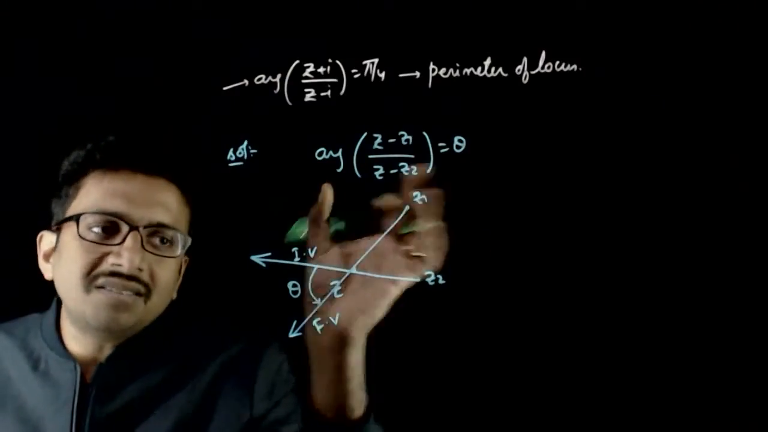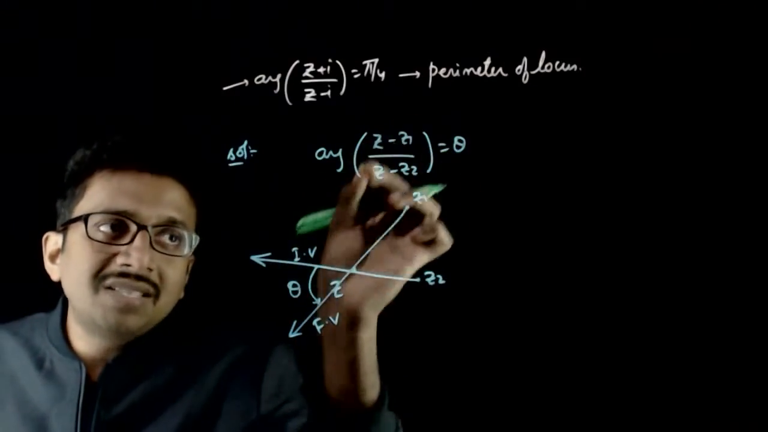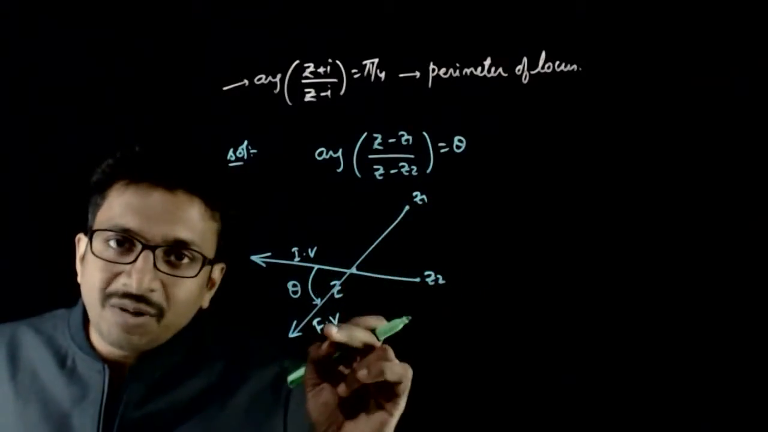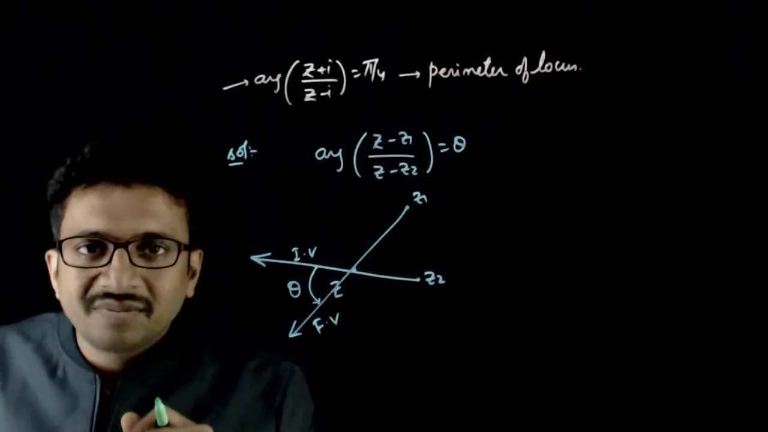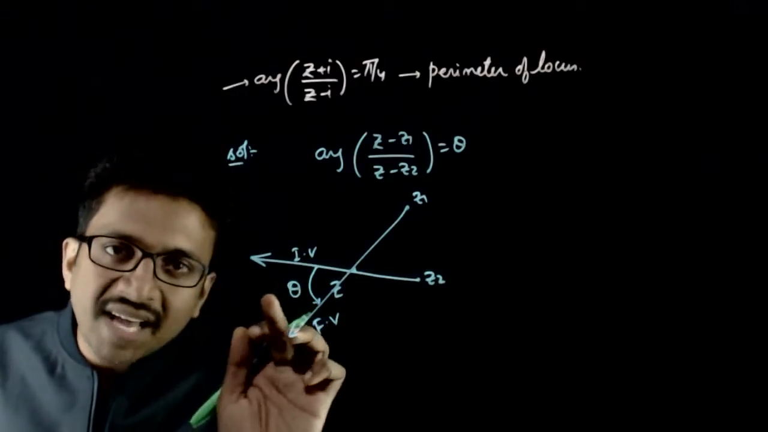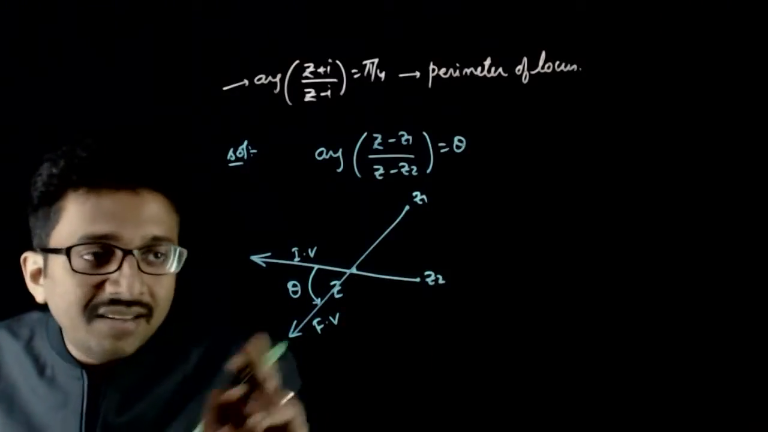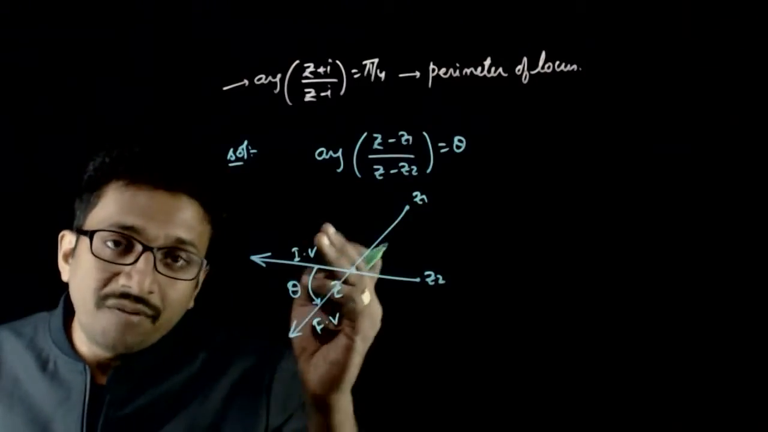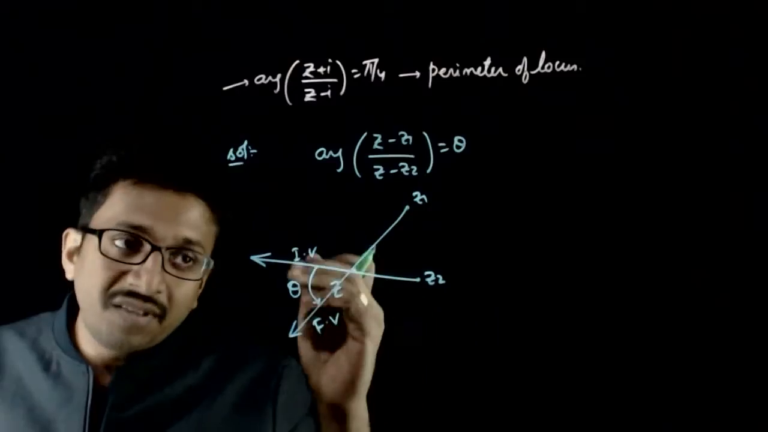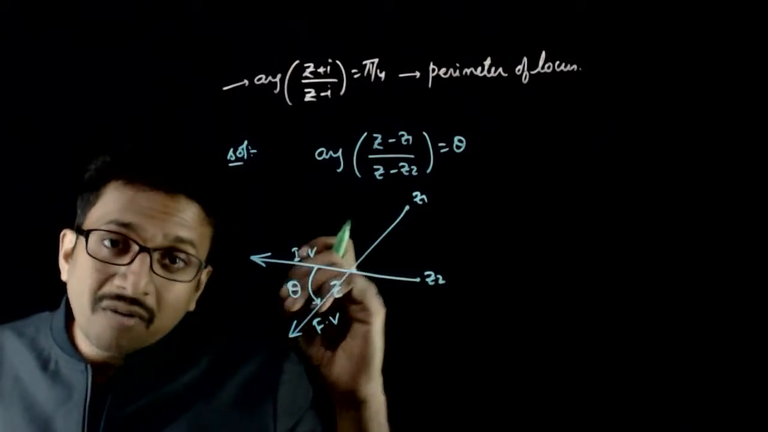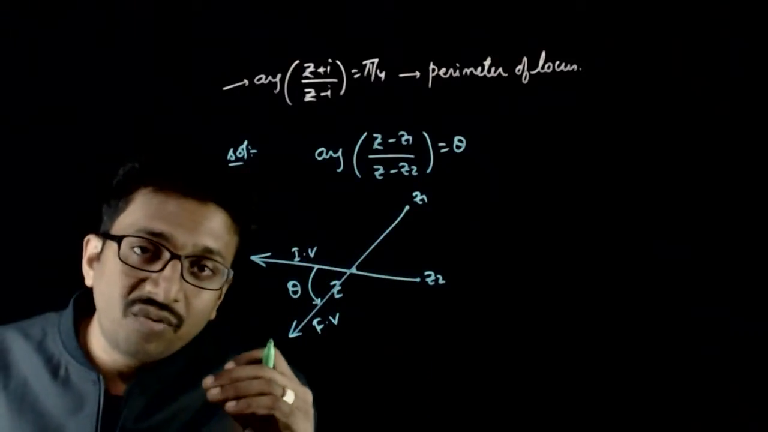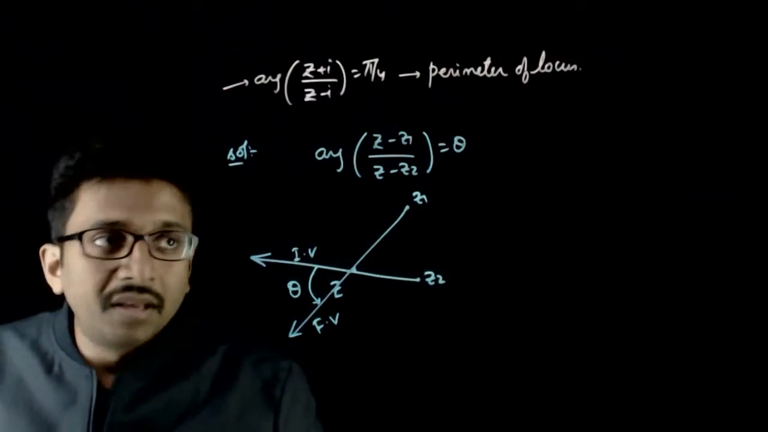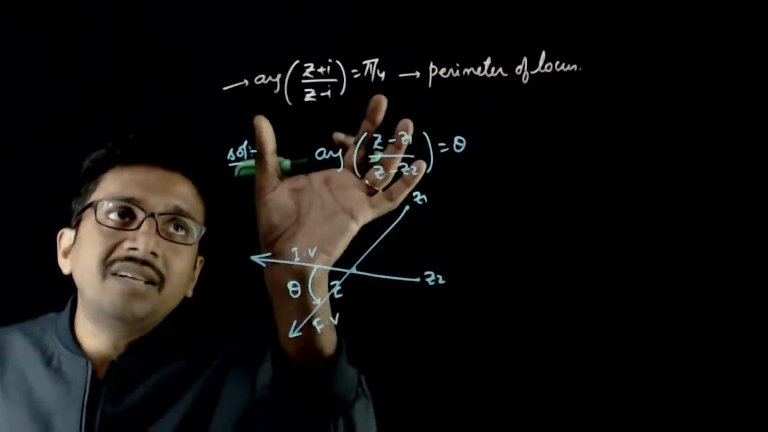So the meaning of argument of (z minus z1) by (z minus z2) is equal to theta is that z, z1 and z2 create a figure like this. That means z is moving such that this angle is constant. And this angle has to be taken with sign. Keep that in mind. That's going from initial vector to final vector. If the angle is in clockwise direction, you have to take theta as negative. If the angle is in anti-clockwise direction, theta is positive. Now let us apply this to our given question.